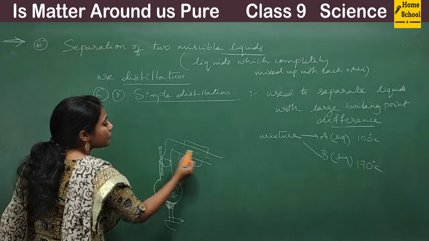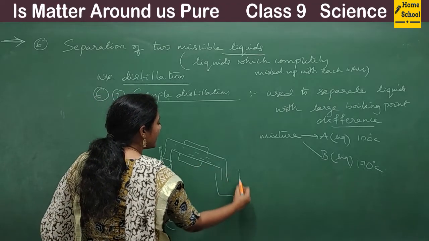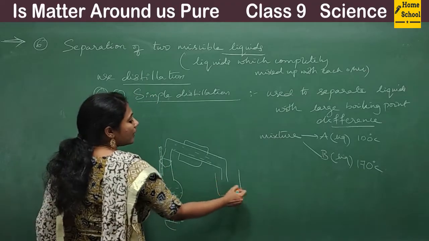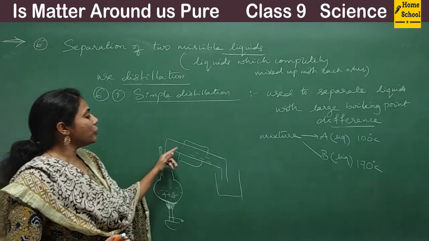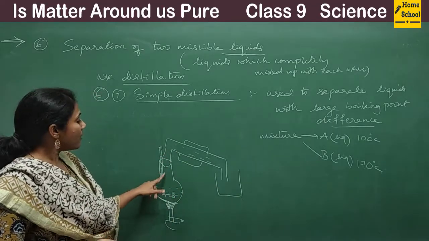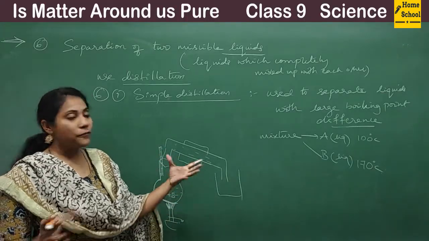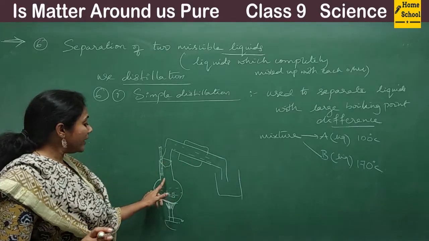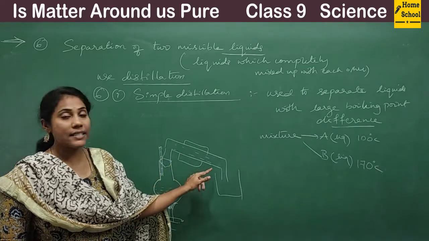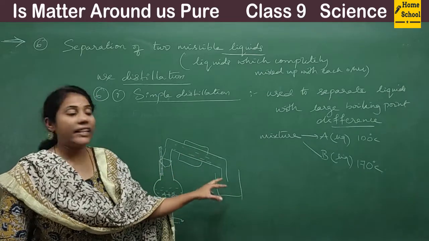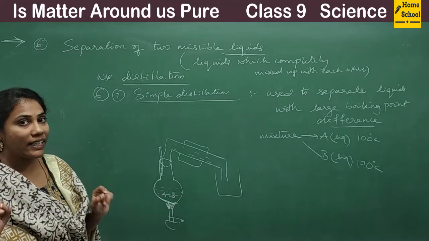This condenser is filled with cold water. The condenser is opened to a beaker. Somewhere here the condenser opens to one empty beaker, right? What is the use of the condenser? Whenever vapors pass through this condenser, which is filled with ice cold water, and come from the round bottom flask into the condenser, that vapor will become a liquid, and as a liquid it gets collected in the beaker. So this is very, very important.